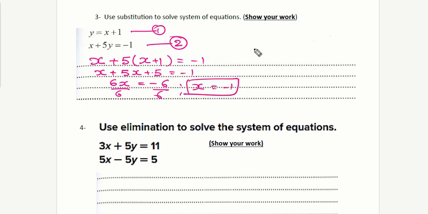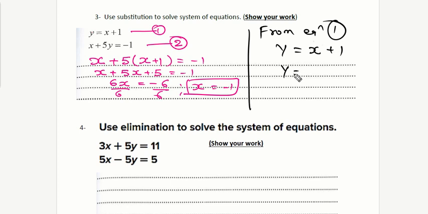Now you have to find the y value. Substitute in equation 1. From equation 1, y is equal to x plus 1. y is equal to minus 1 plus 1, which is 0. So your solution is x comma y: x is minus 1, y is 0. That's your answer.